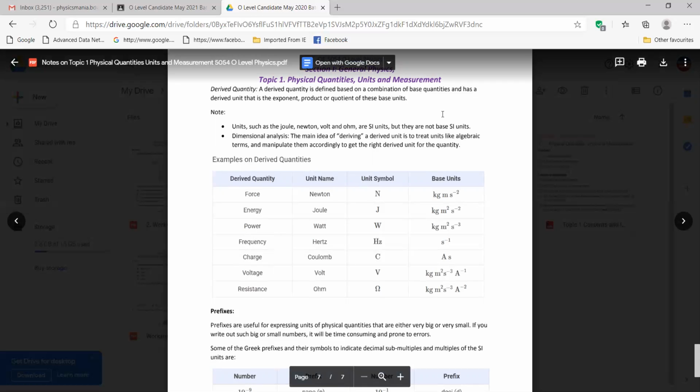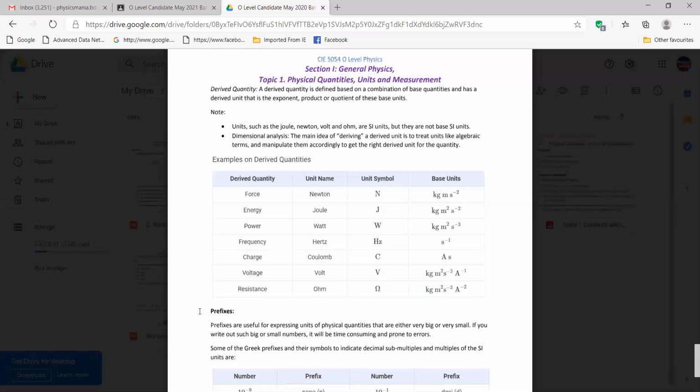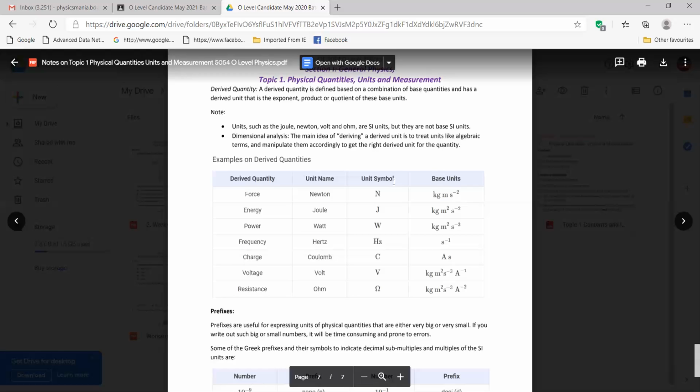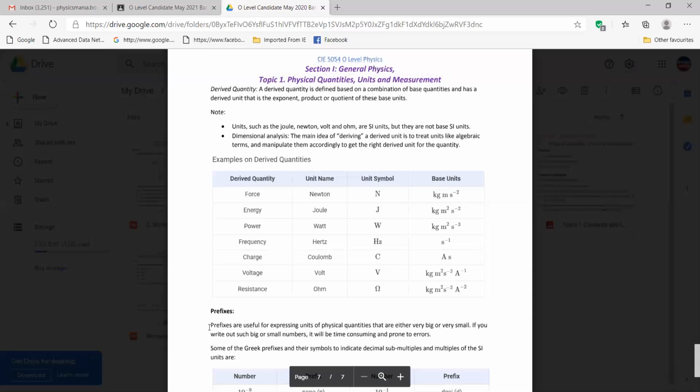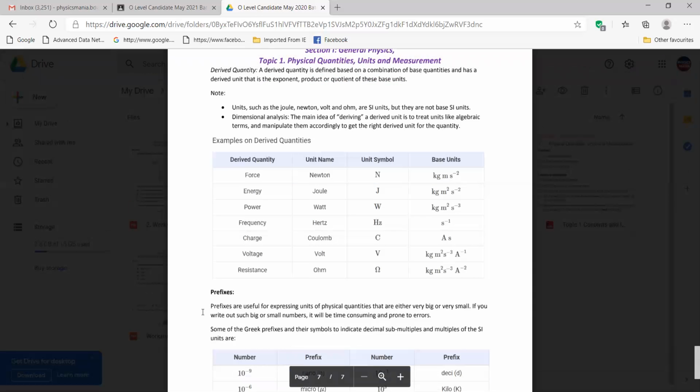In AS, you have this topic again, physical quantities, measurements, units. There we will have more discussion on this derived quantity and some other things. So just have a look at this part, derived quantity. You need not memorize all this. Then continue with prefixes.